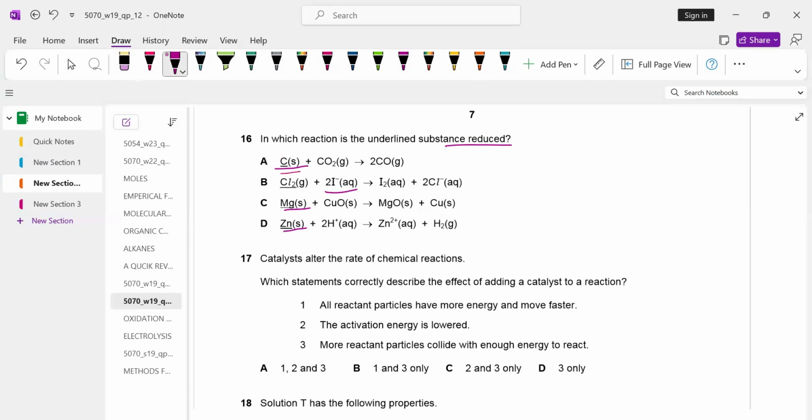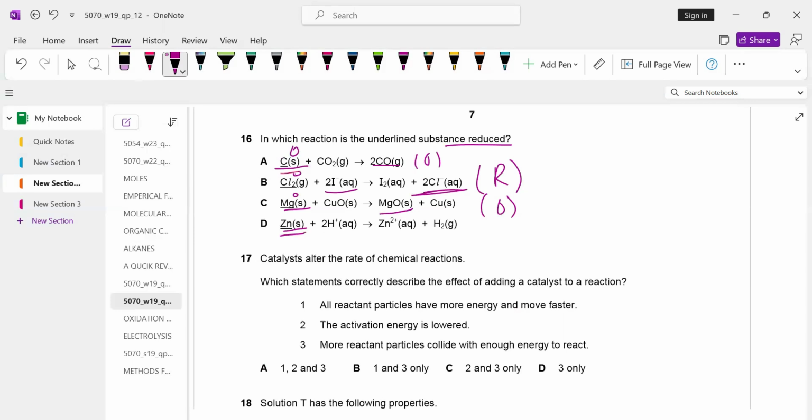In option A, you can see that carbon has a charge of 0, then it gains oxygen. When it gains oxygen, it gets oxidized. In 2, you can see that chlorine has no charge, 0. Now it has a negative charge. Chlorine is being reduced. Now the magnesium has charge 0 and it gains oxygen here, so it is being oxidized.